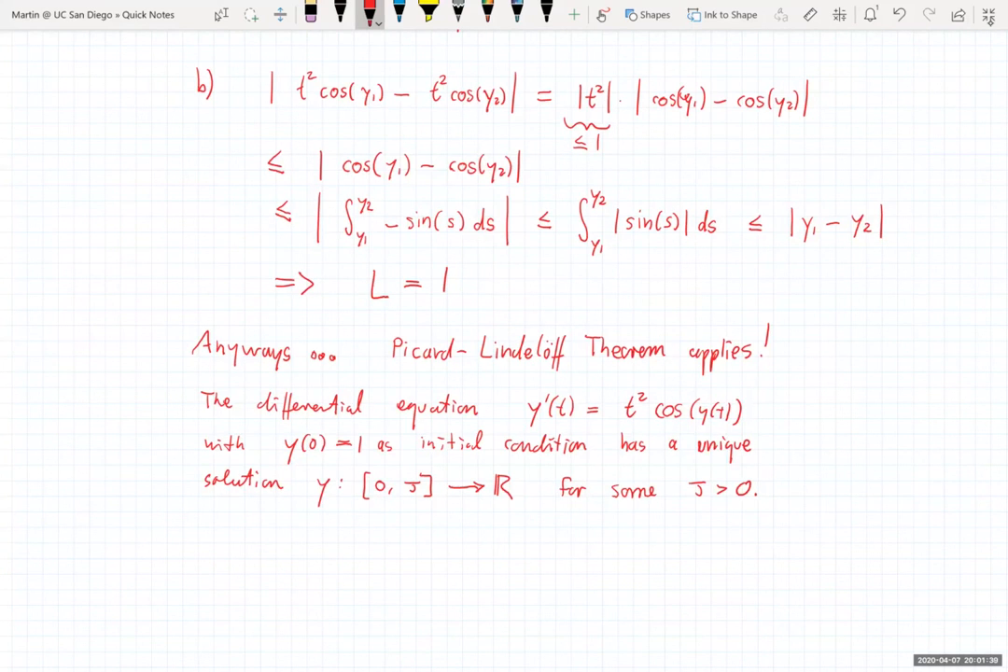So maybe tau can be chosen arbitrarily large actually, or maybe there's a maximum value of tau that is possible, and as we get closer and closer to that point in time, the solution blows up. The Picard-Lindelöf theorem does not tell us yet which of these two possibilities applies.